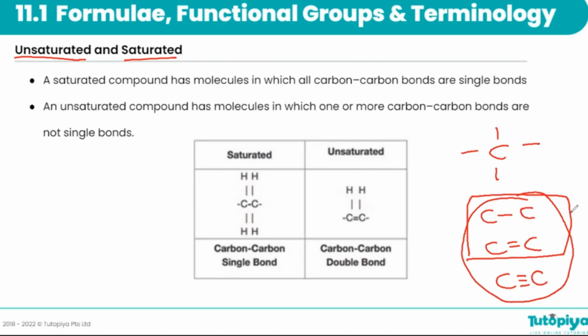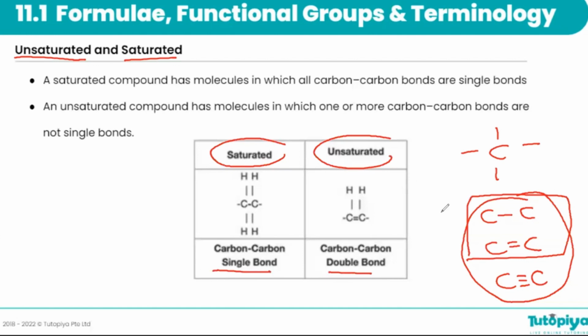Any compound with only carbon-carbon single bonds is called a saturated compound. And any compound with at least one double bond, so not all the bonds should be double, but even if it has at least one double bond, it becomes unsaturated.